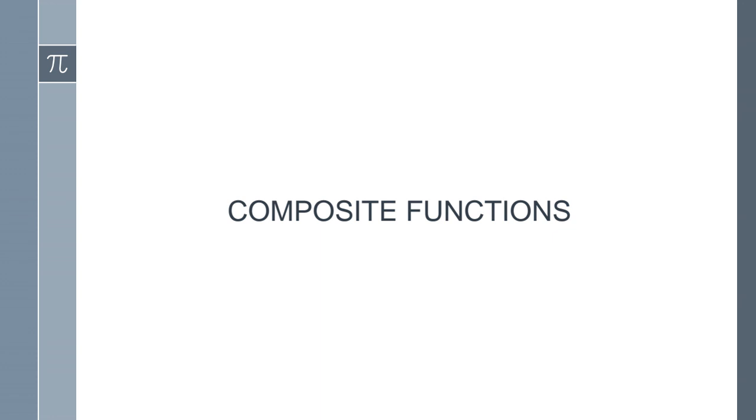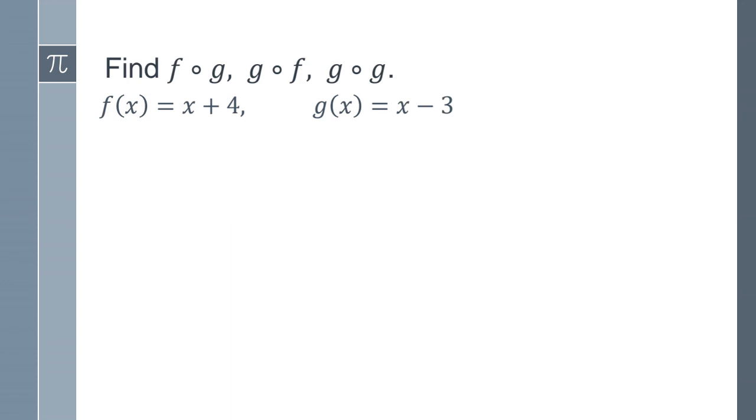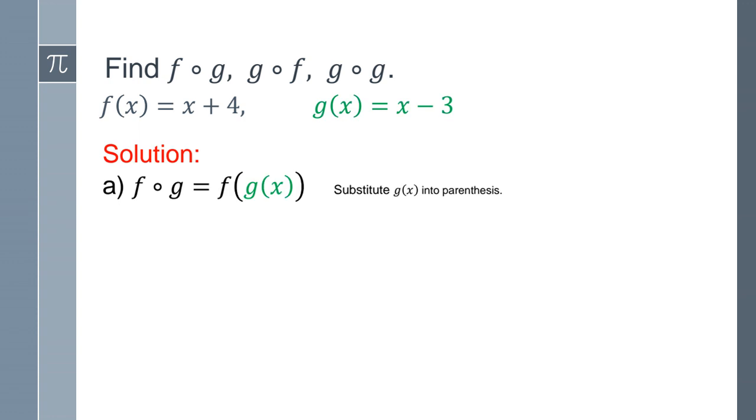Okay, it says find f of g and g of f and g of g. What we're doing here, they give us a function f of x equals x plus 4 and g of x equals x minus 3. So we're going to apply the definition. This is the definition here. For example, f of g is equal to f of g of x, which means I'm going to go to my f function and I'm going to plug in the g function. Let me show you what I'm talking about.